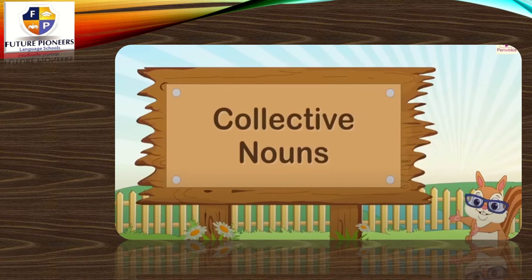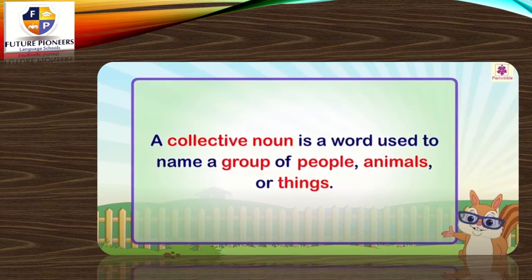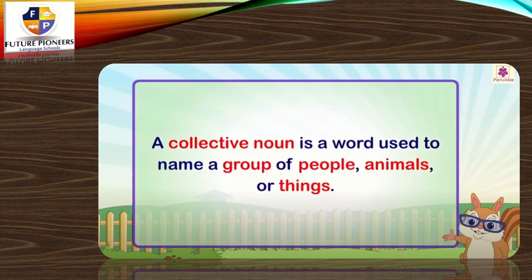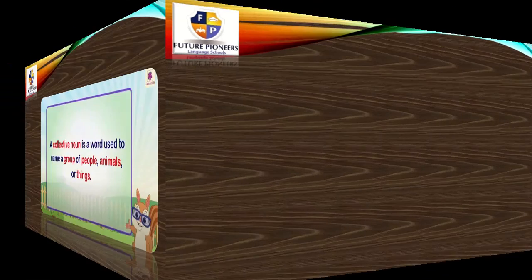Collective nouns. What do I mean by collective nouns? It means that I will collect them together and make a new name or a new noun. Let's see. If I have a group of animals or a group of things or a group of people, they will have a specific name for that group. A collective noun is a word used to name a group of people, animals, or things. What does this mean?